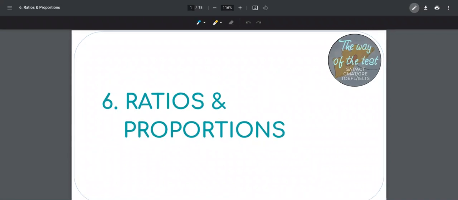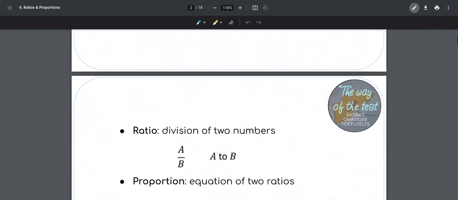Ratios and proportion. So in this topic, we're going to see ratios and proportions. Copy the title. Okay, definitions.